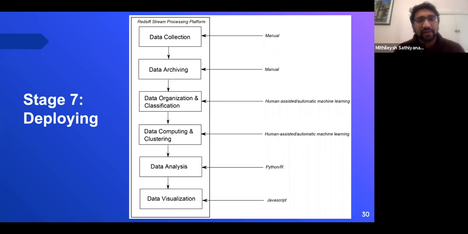In stage 7, as I mentioned, it's about deploying the solution on the industrial platform. It is a very simple process. We started collecting the data, archiving it, and classifying the data based on the design process that we captured. Then we started clustering and computing the data, followed by analyzing the data, then building the solutions, and everything was done completely on the Redshift stream processing platform, which is the industrial platform.